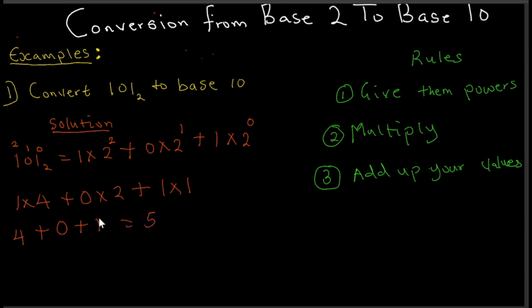So you can see that this is saying that 101 base 2 to base 10 is equal to 5 base 10. Don't forget to put your base. So this is 5 base 10. So that's it. That's how you convert from base 2 to base 10. Let's try one more question.